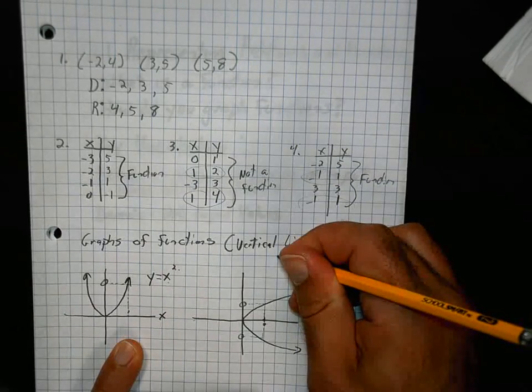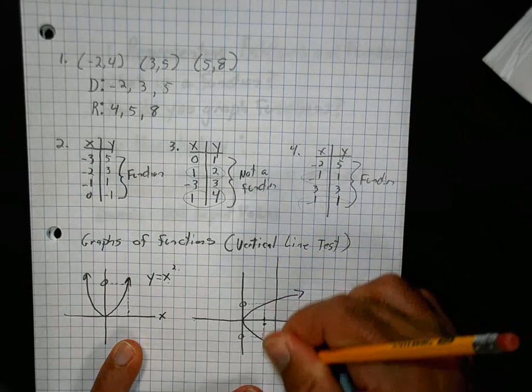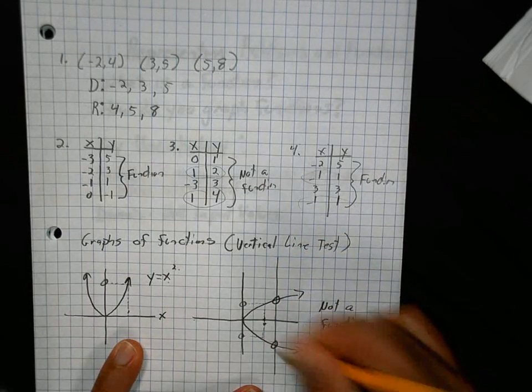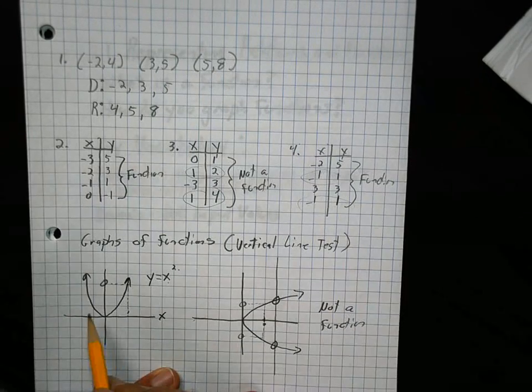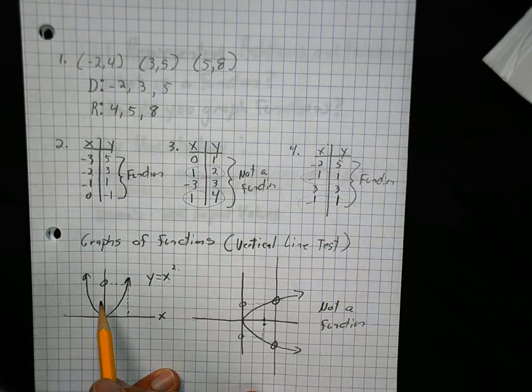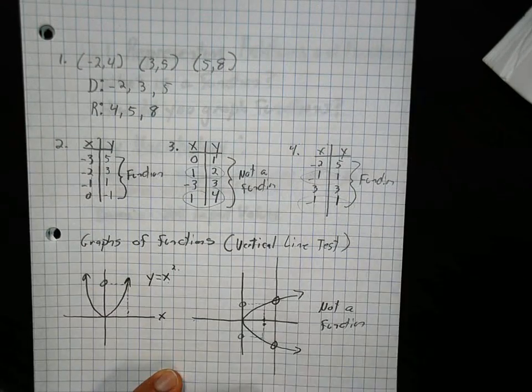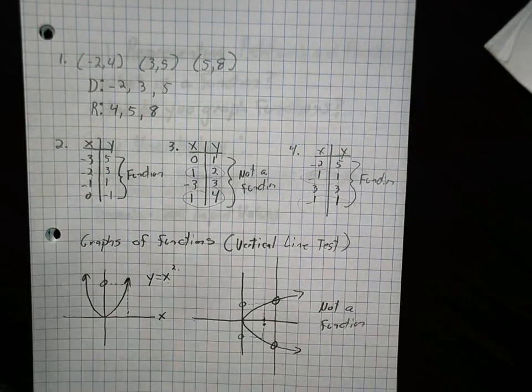So in this case, if I drew a vertical line, say here, it crosses the graph in two spots, so that's not a function. However, for this one, no matter where I drew a vertical line, it would only go through the graph one time. So this one would be a function. That's called the vertical line test.